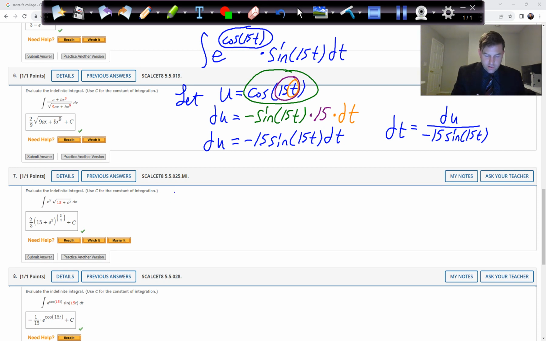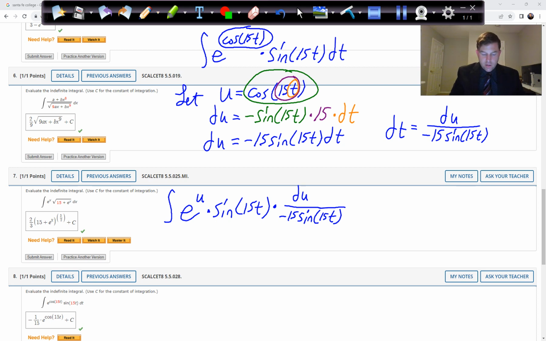And we replace everything with what we know. This is no longer e to the cosine, it's e to the u. Sine 15t is still there for now. dt we replace with du over negative 15 sine of 15t. And as we are accustomed to seeing, and this should happen every time, sine 15t on top cancels with sine 15t on bottom.